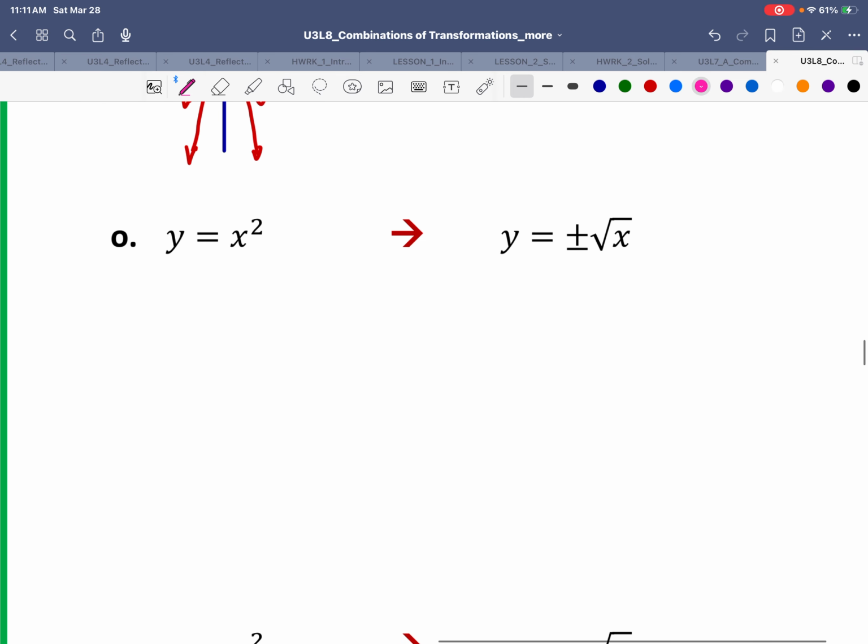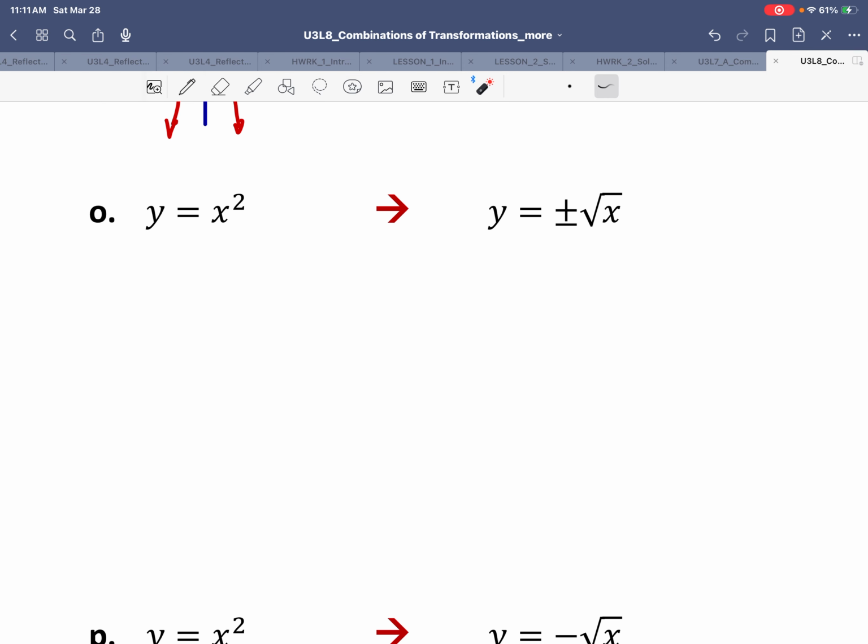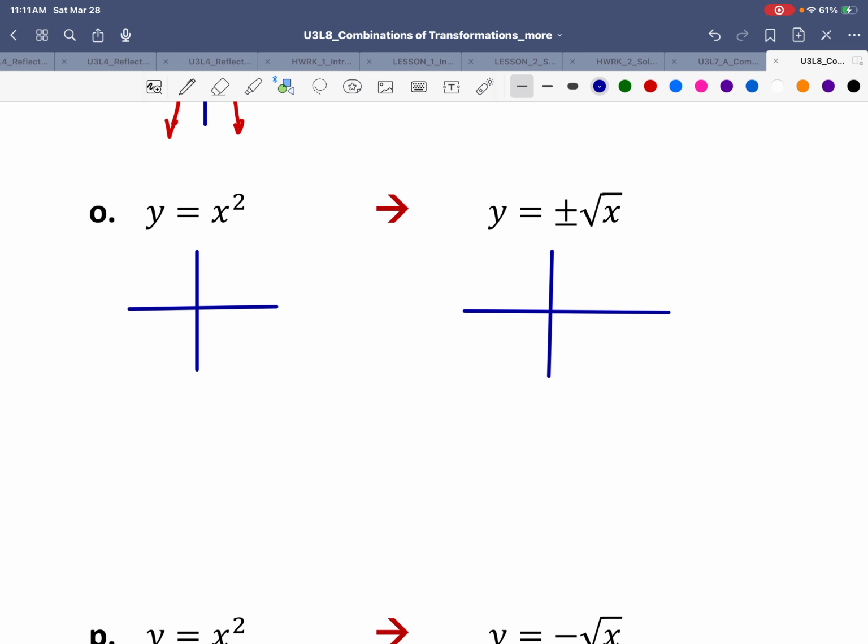The next question, we have y equals x squared, and we want to obtain the function y equals plus or minus square root of x. So let's try to treat this visually first. So if you have y equals x squared, and we're trying to get y equals square root of x, both positive and negative, it means that we're looking for something like this, right? So this is going to be plus minus square root of x. So one arm is going to be the root of x and the other negative root of x.